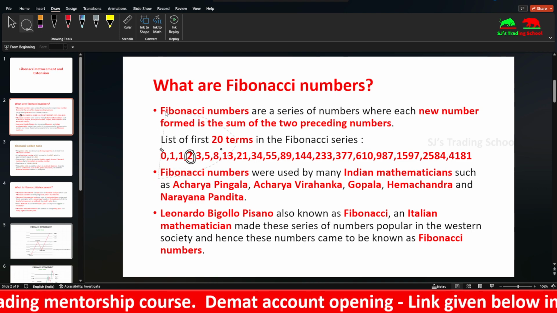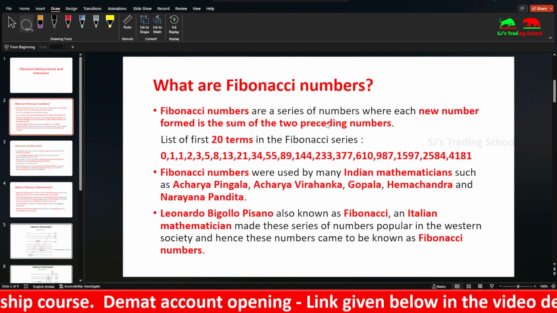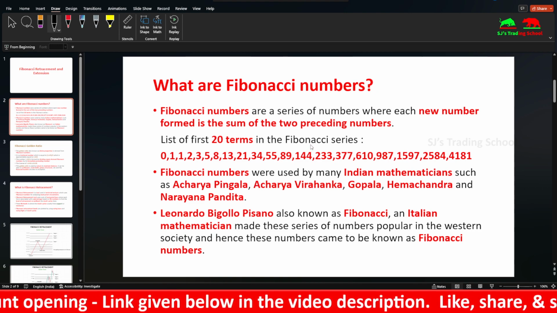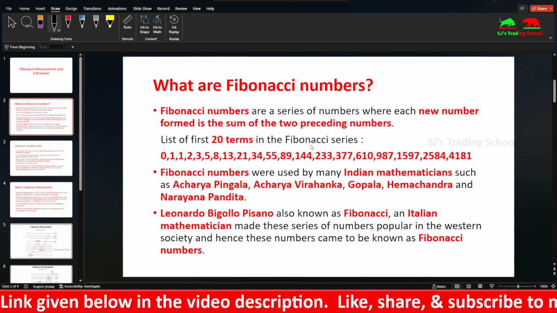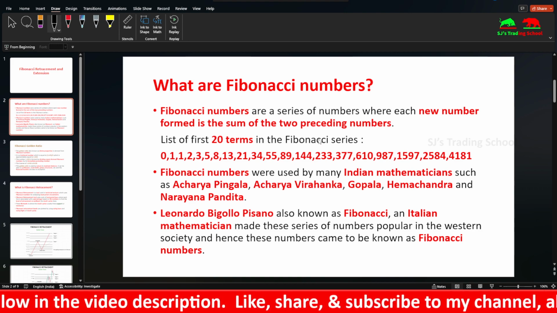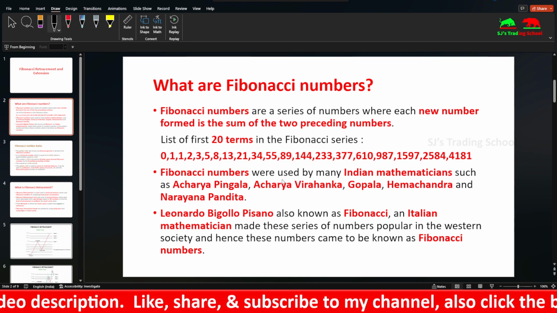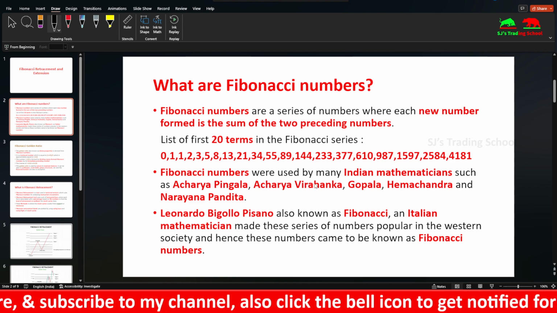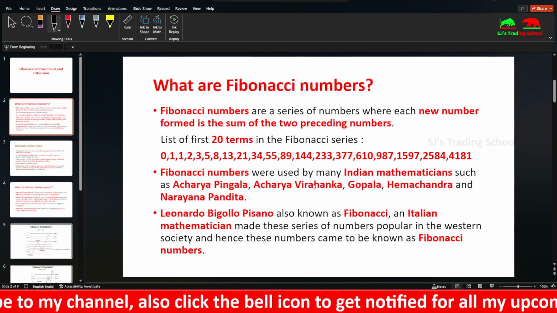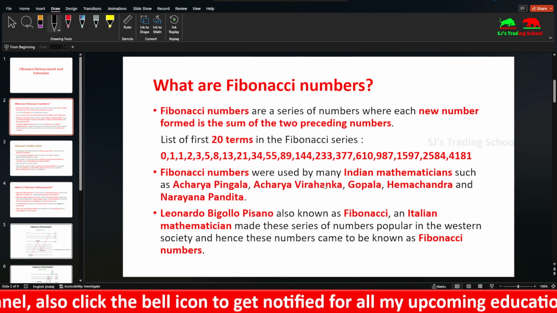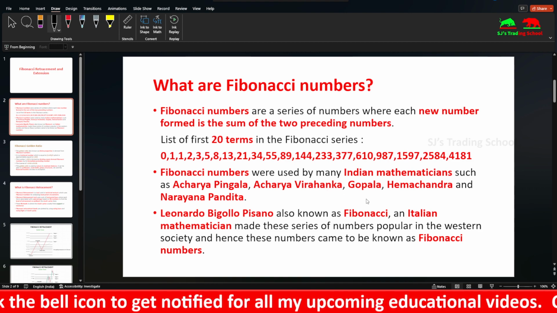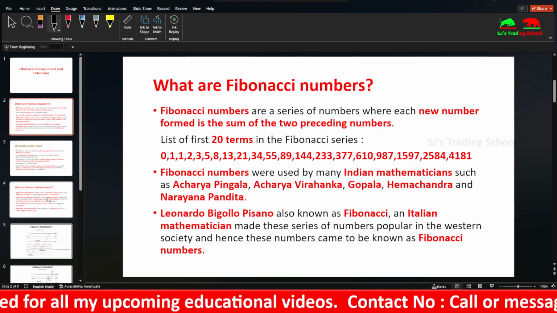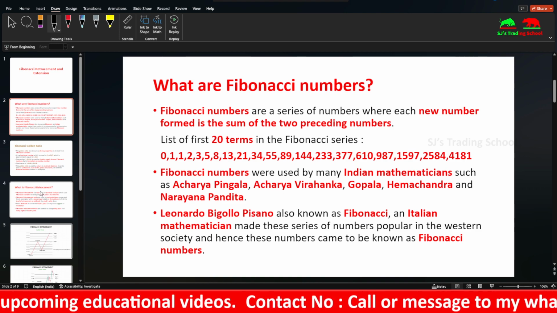It was first used by Indian mathematicians, such as Acharya Pingala, Acharya Virahanka, Gopala Hemachandra and Narayana Pandita. Then an Italian mathematician known as Leonardo Bigollo Pisano learned this Indian mathematics, and he made it popular in Western society. He is also known as Fibonacci. After that, these numbers came to be known as Fibonacci numbers.